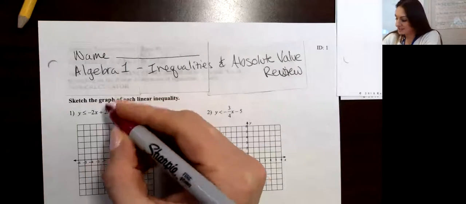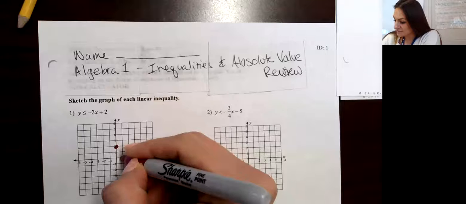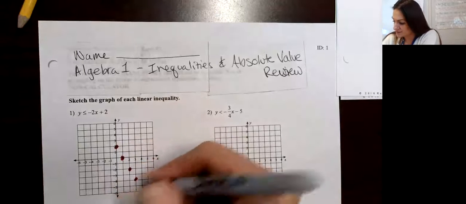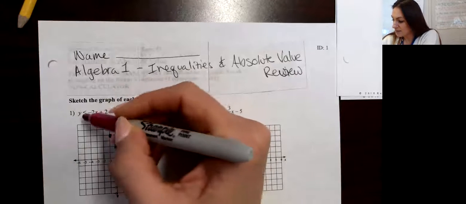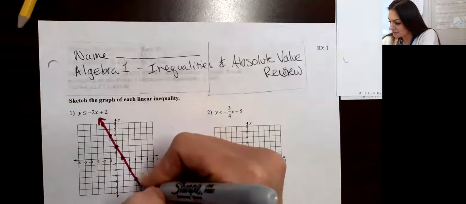So the y-intercept is 2. I'm going to put a point at 0, 2. The slope is -2, so I'm going to go down 2 and right one, down 2 and right one. To reverse that, I'm going to go up 2 and left one. I want a solid line because it's less than or equal to.